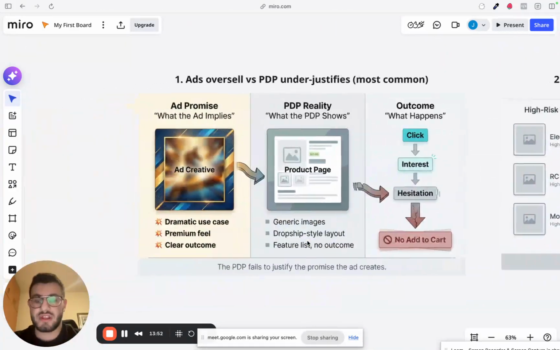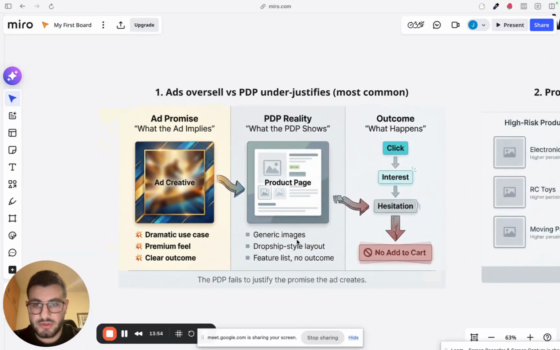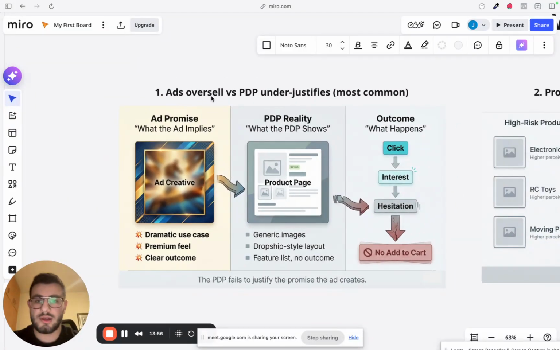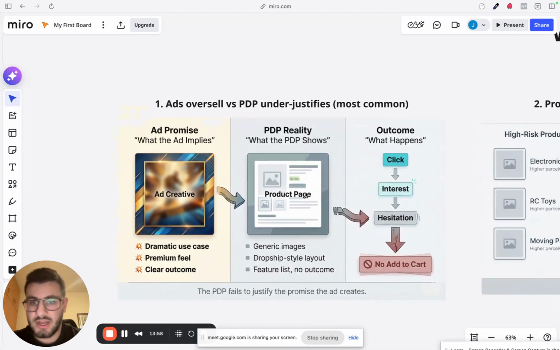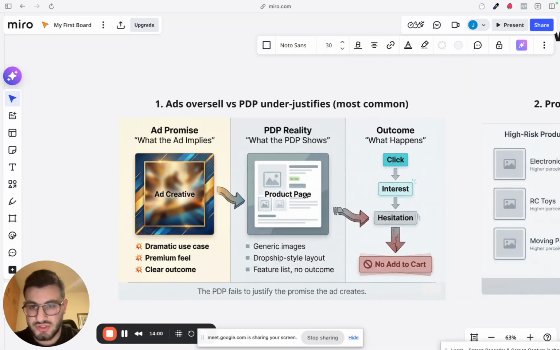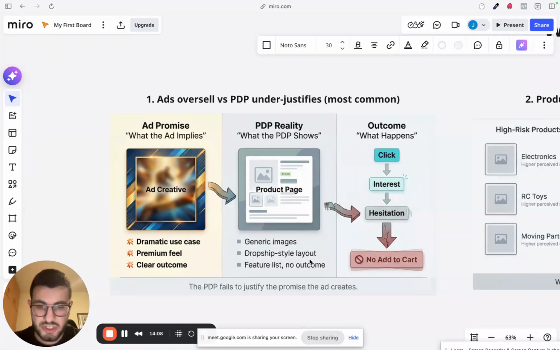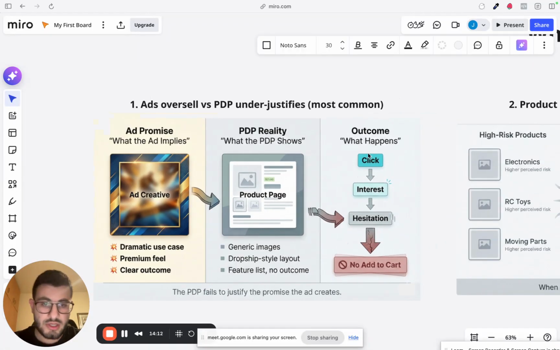Okay, so there are three main reasons for that. First of all, this is the most common: ads oversell and PDPs underjustify. So ads promise you something very expensive, very exciting, and then the PDP shows them generic images, dropship style layout, feature list, and not outcomes. So what happens is people click, they're interested, and then they hesitate. So there's no add to cart.